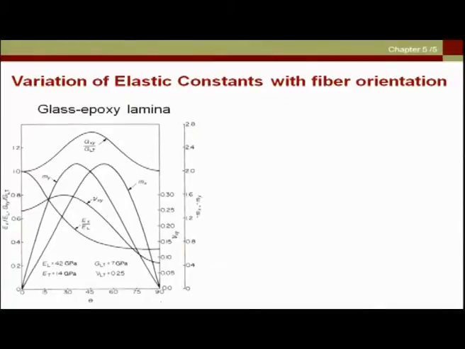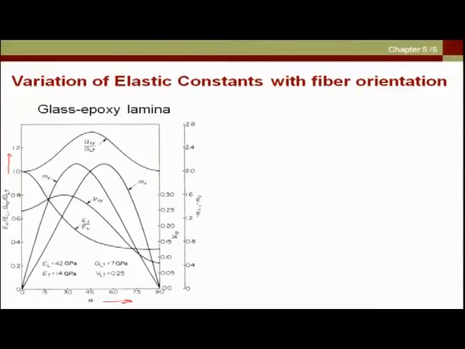So, let us look at this variation through these figures. First we will look at just this figure, and there are several lines on this. So, it is important to understand what is being plotted. On the x axis, we are seeing the variation of theta. So, theta is increasing from 0 to 90 degrees. And then on the y axis, I have actually 3 parallel axes. This axis provides us the scale for Ex normalized with respect to El and Gxy normalized with respect to GLT.